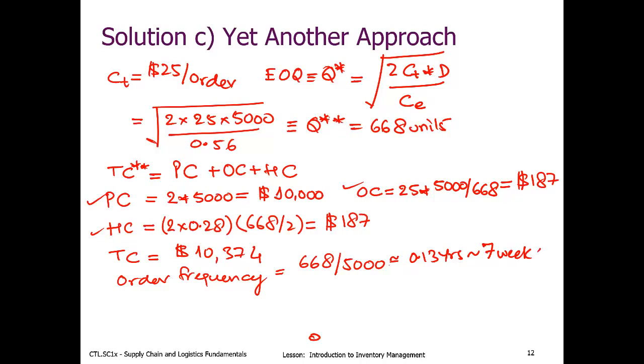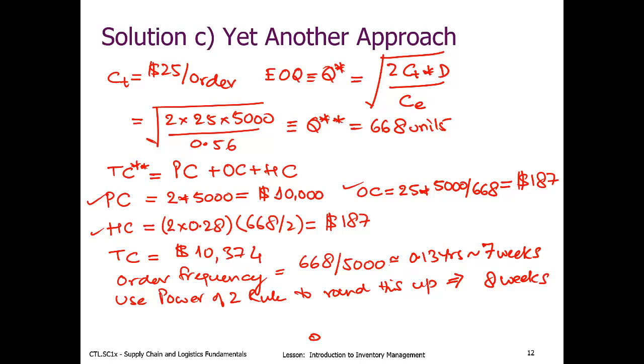I'm sorry, 7 weeks, which means, well, let's use the power of 2 rule. Okay, so power of 2 rule, and let's try to round this up. So the next value after 7 is 8. So this comes to 8 weeks. So basically 1 order every 8 weeks.